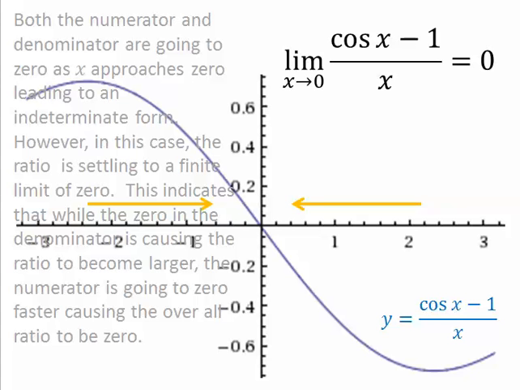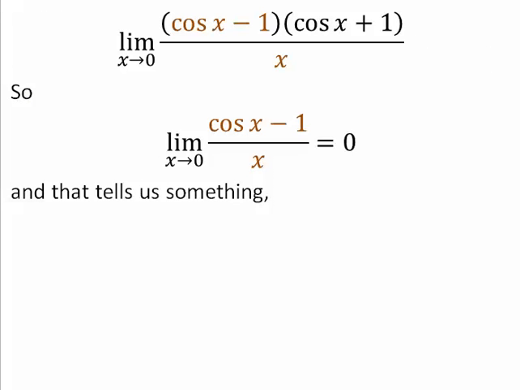This indicates that while the 0 in the denominator is causing the ratio to become larger, the numerator is going to 0 faster, causing the overall ratio to be 0. It's a fairly interesting idea. So this limit, cosine x minus 1 over x, going to 0 tells us something about our limit.